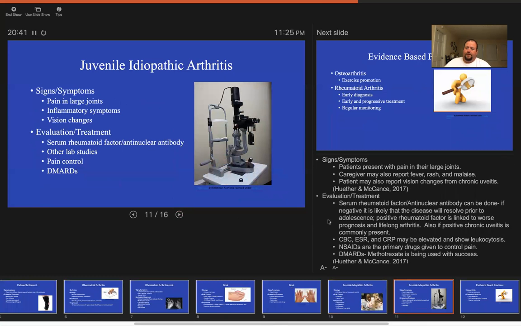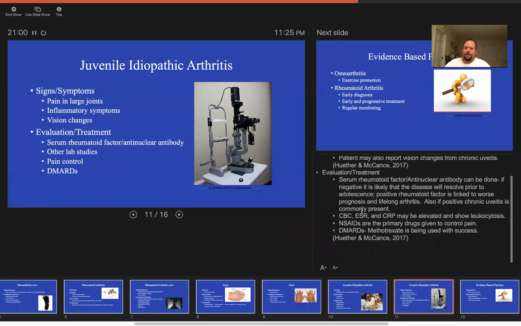All right, so signs and symptoms: pain in large joints. The caregiver may also report fever, rash, or malaise. The patient may also report vision changes from the chronic uveitis.